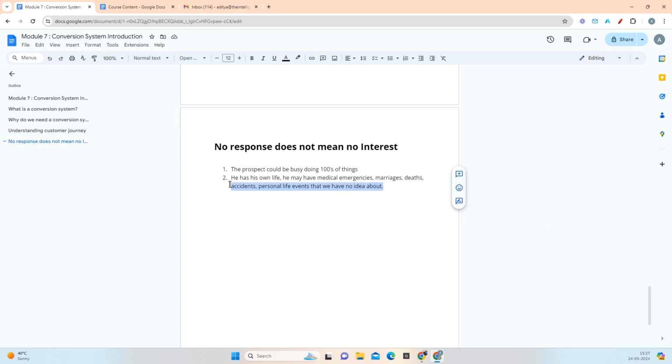Now imagine this: would you, as a person, ever go in and do a business deal if there was some sort of death in your family? You would never do that, right? You would never do that. So this is what we need to understand. This is the kind of empathy that we need to have towards people who have filled out the forms and who have shown interest in our services.